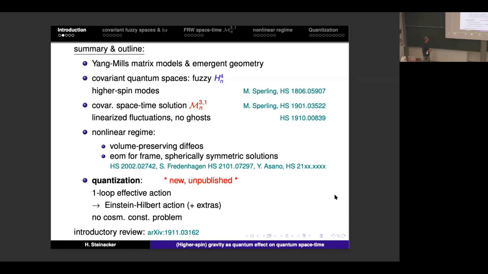But the main thing I want to talk about today, and I really hope to get there, is the quantization. This is unpublished, but it will hopefully soon be published. So I will compute the one-loop effective action on this background, and the point will be, yes, indeed, as expected in some sense, you will get the Einstein-Hilbert action plus some extra stuff, of course. And moreover, the extra bonus is that it seems there is no cosmological constant problem, which is also in some sense the very basic underlying motivation of this approach. And there is some hope, at least.